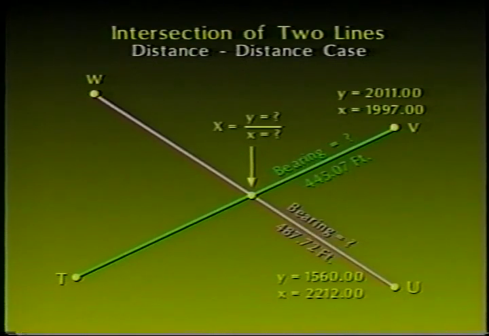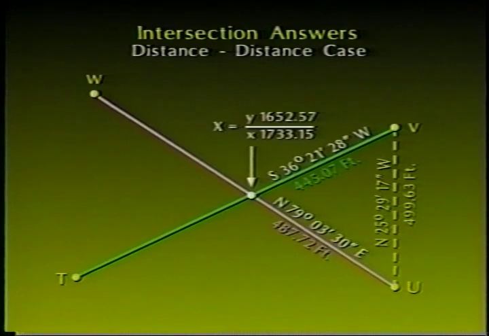The computer will then process the data using the coordinate geometry equation for distance-distance solution, displaying the coordinate value of point X and the bearings for lines V to X and U to X. The oblique triangle solution for this problem will be based on the case for three given sides and can be solved with a variation of the distance-distance solution. The answers for the distance-distance problem are as shown on this screen.